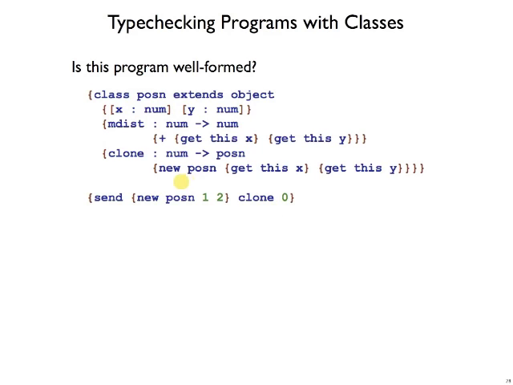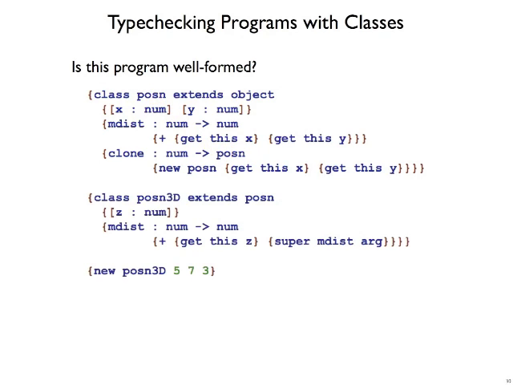I've added a new method here, clone. It says it takes a number and returns a posin. I've got a new posin. Get this x and get this y. I'm calling it. Well, this all looks fine, right? So yes, indeed, this is fine. We're using posin as both a class name and as a type name.